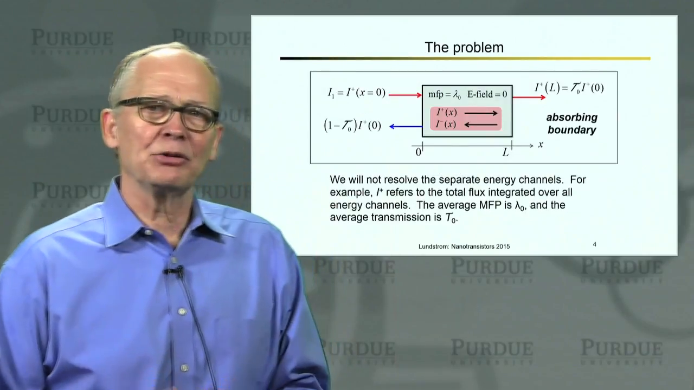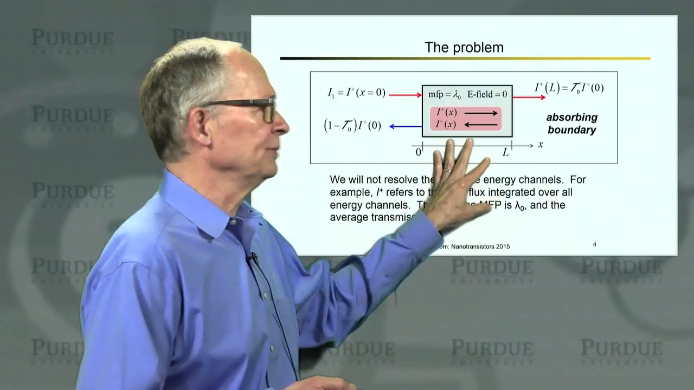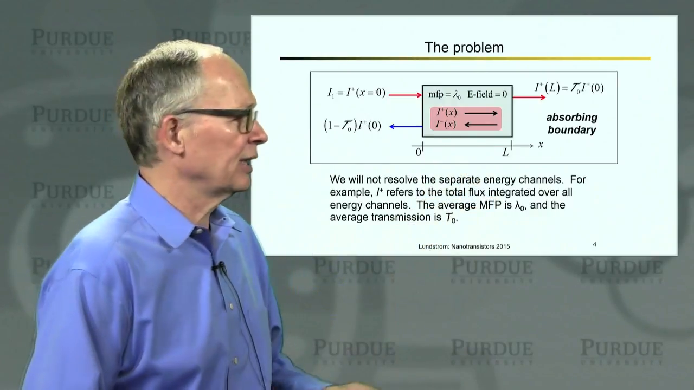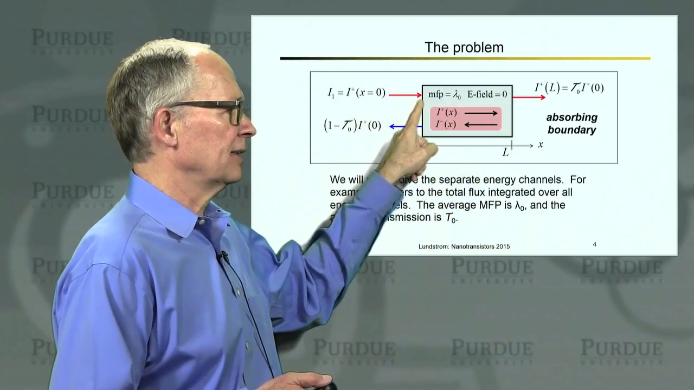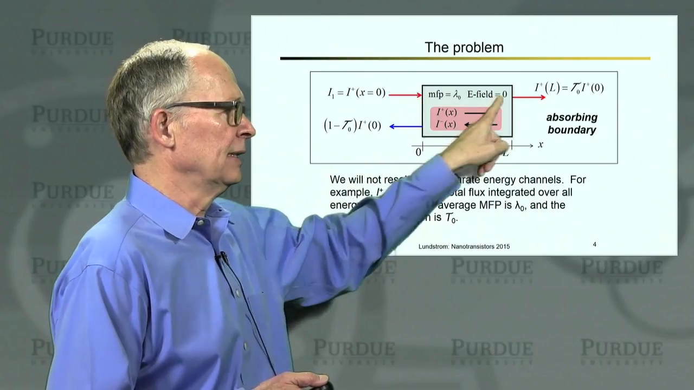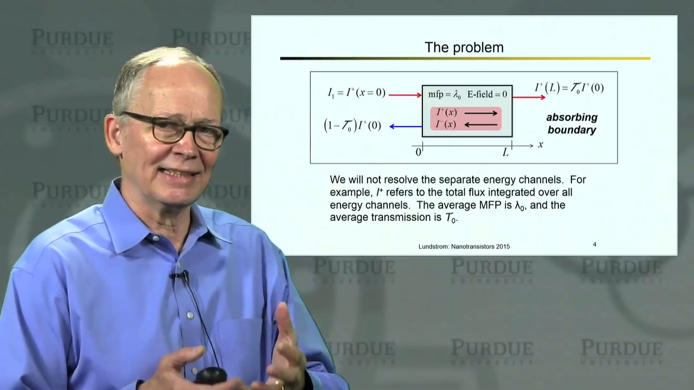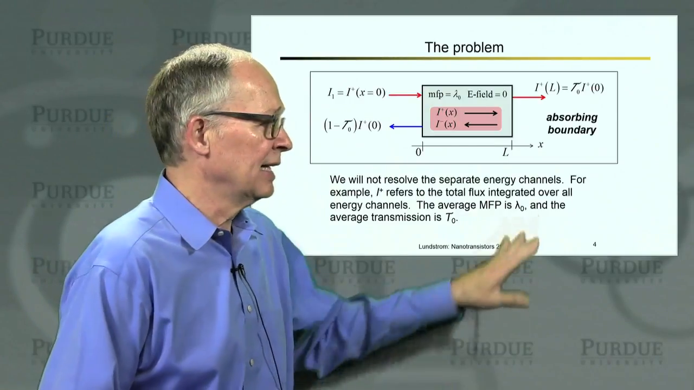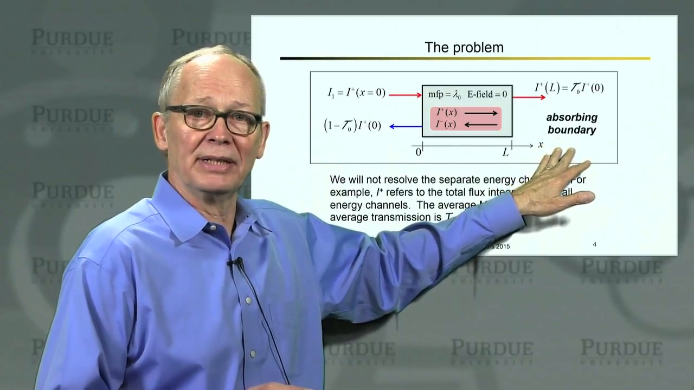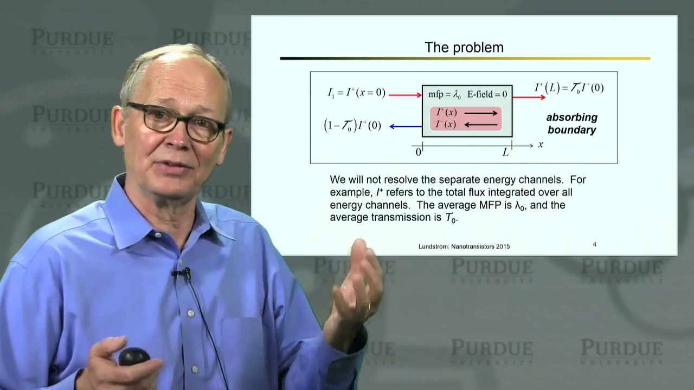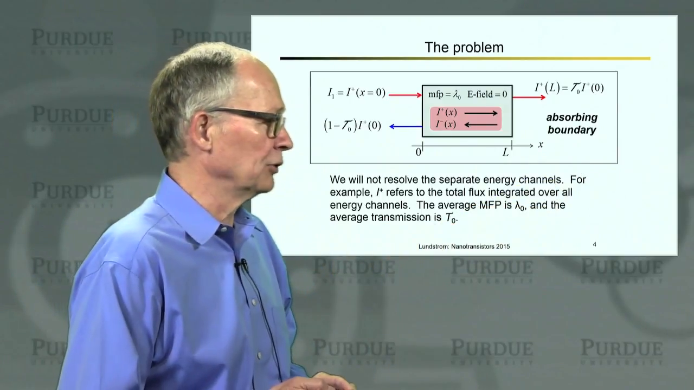So we need to go back to our problem and look at it a little bit more. This is the model problem that we've been looking at. We have a flux of electrons injected from the left. Some emerges from the right. We have an absorbing boundary at the right so that nothing is re-injected. That absorbing boundary might simply be a high field region. We saw that high field regions act as good absorbing boundaries.